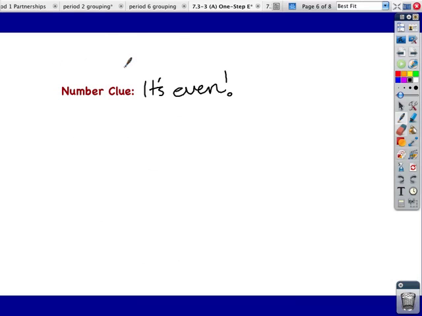Last example. Oh, before that, the number clue. The number clue is it's even. All right, you're zeroed in now. You've almost got enough information to get the mystery number.